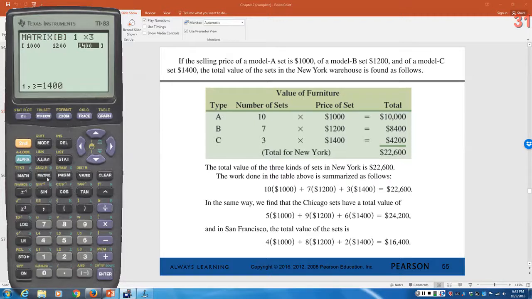But then while I'm here, since I'm not sure which way this is going to work, and I think you learn something by playing around and thinking about how you might do it, I'm also going to go to Matrix C, and I'm going to make it 3 rows, 1 column, and put it in that way. So 1,000, 1,200, 1,400, and now I'm going to quit. Now Matrix A is in there exactly the way it's supposed to be. Here's what Matrix B looks like.